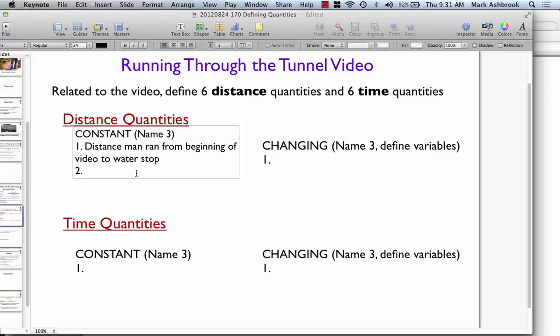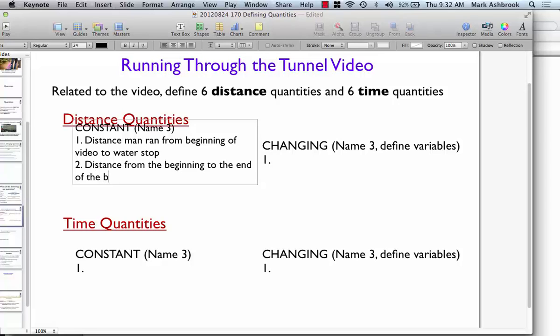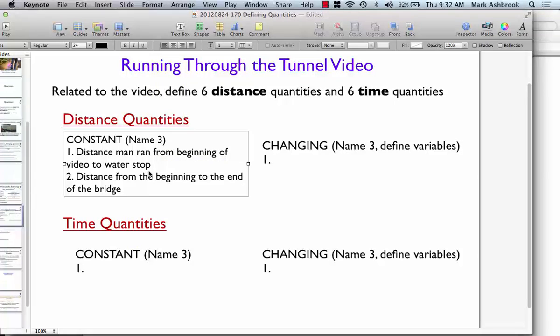Anyone got another one? Yes, ma'am. The distance both runners ran across the bridge. So which distance? Really, which distance are you thinking of? From the beginning to the end of the bridge. Okay, so that's distance. Good, from the beginning to the end of the bridge, or the length of the bridge. Okay, these are two good constant distance quantities.